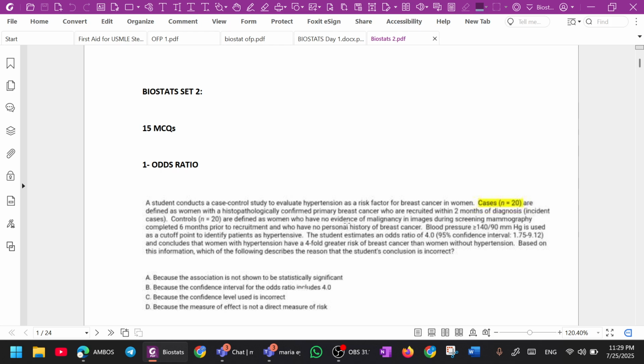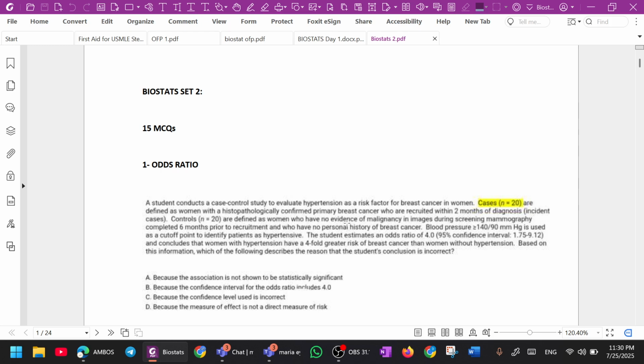Because the confidence level used is incorrect. What does it mean? They didn't give you any confidence level here. They just say confidence interval, yes, 95%. So this doesn't make sense. And then it says because the confidence interval for the odds ratio includes one, includes four. It should include four, so that's good. That's not the reason that the study will be wrong. If it didn't include four, then it would be a problem. So all of those we have already taken out.